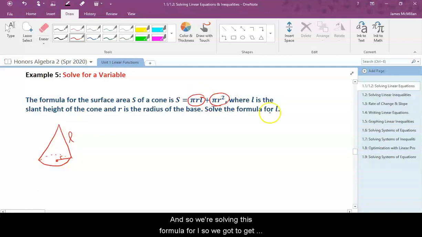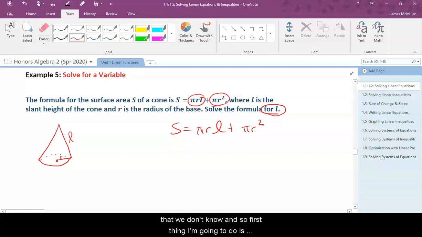And so we're solving this formula for L. So we've got to get everything else away. And remember that we can treat variables like numbers because they're just numbers that we don't know. And so first thing I'm going to do is factor out the pi. I'm going to pull that pi out. R, L, plus R. Actually, we can also factor out an R.